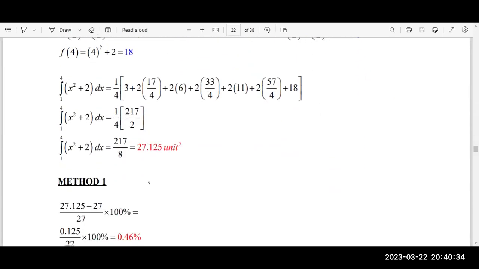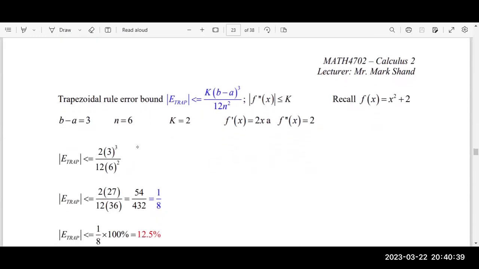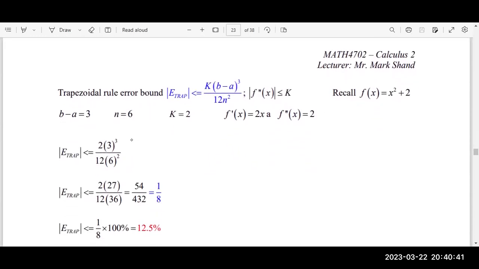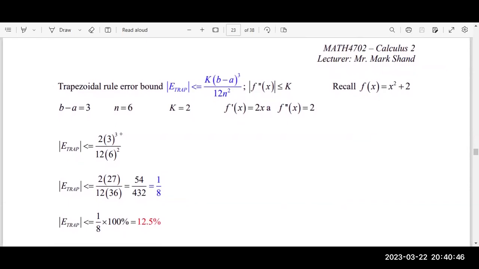Now, this method is the more precise one in finding the error of using the trapezoidal rule. I want you to give me some undivided attention. I don't want you to blink. I don't want you to take your eyes from the screen. I want your undivided attention here.